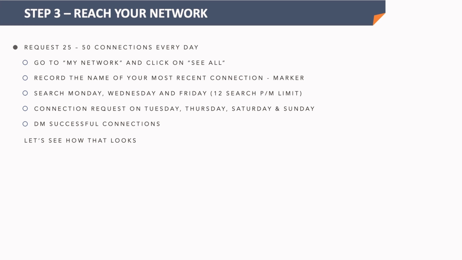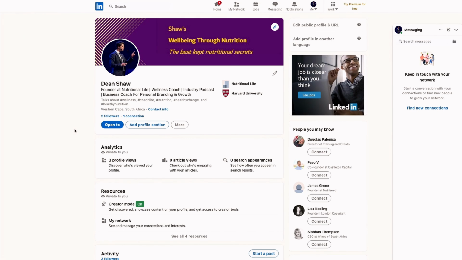So let's do this and see how it works. Back to Dean Shaw's profile. Out of all the connection requests that Dean has sent out, people would have looked at his profile, assessed if they would like to accept his connection request, and either said yes, no, or ignored it completely. But if they said yes, Dean would get a notification within his My Network tab that tells him who has connected with him. So let's go into that.